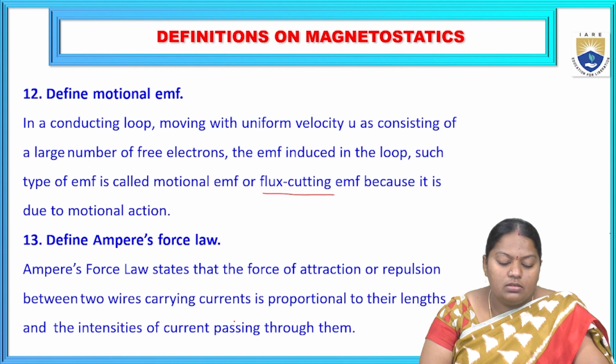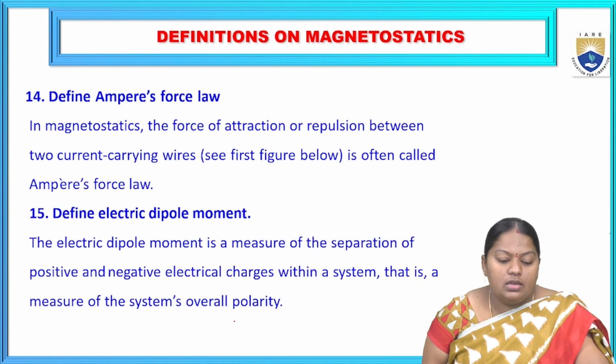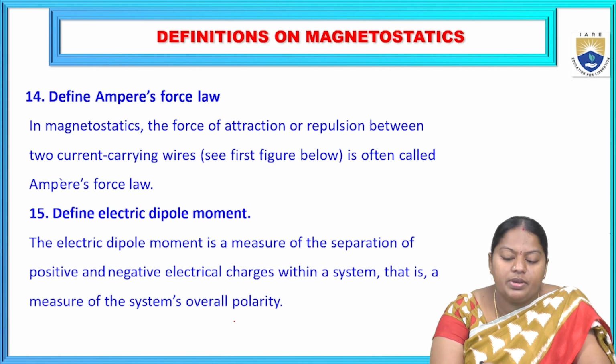Then Ampere's force law. It states that the force of attraction or repulsion between two wires carrying currents is directly proportional to their lengths and the intensities of the current passing through them. So in magnetostatics, the force of attraction or repulsion between two current carrying wires is often called Ampere's force law.